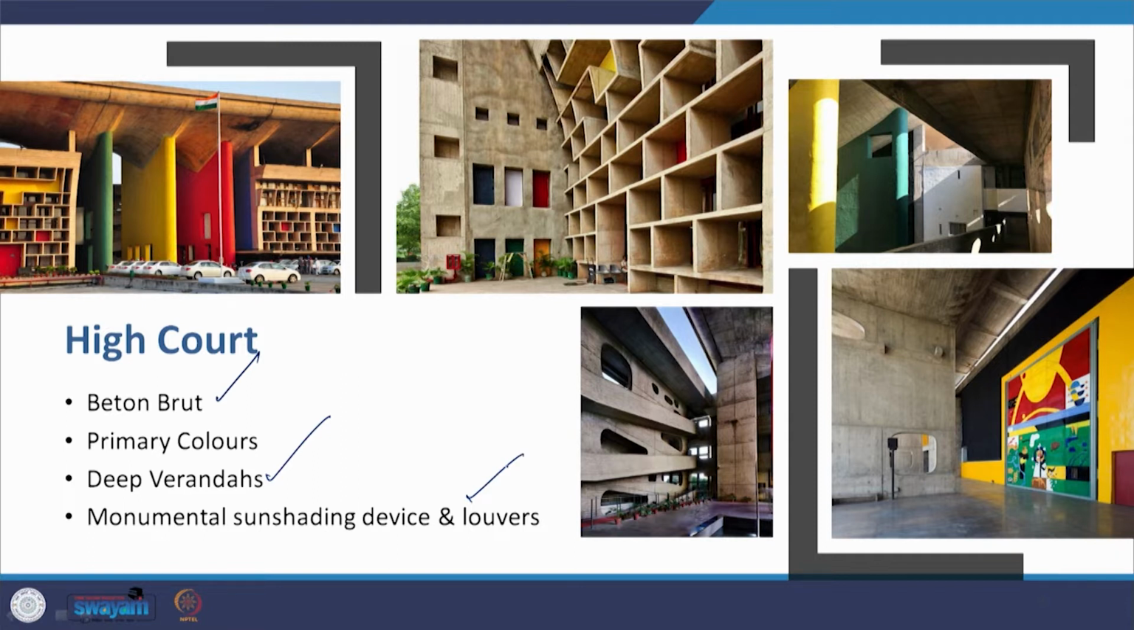And there is an additional thing here which is not there in the assembly building, it is the use of primary colors. There is a contrast between the grey of the concrete and the primary colors he has used, for example in the door of the Court of Justice.